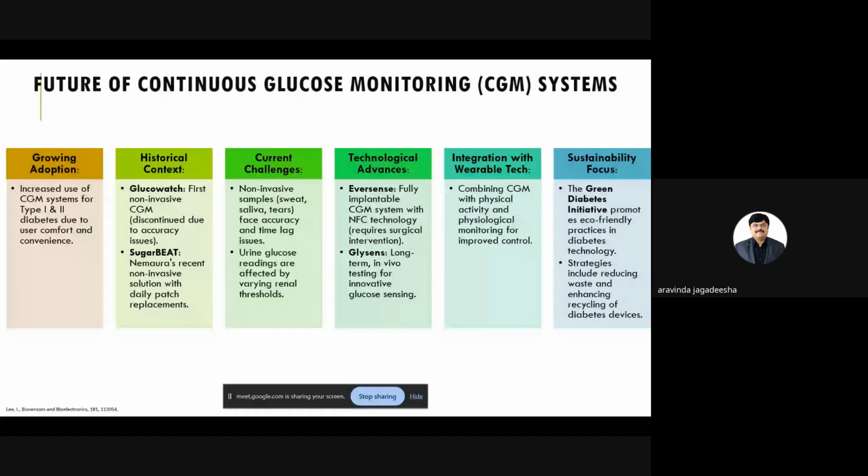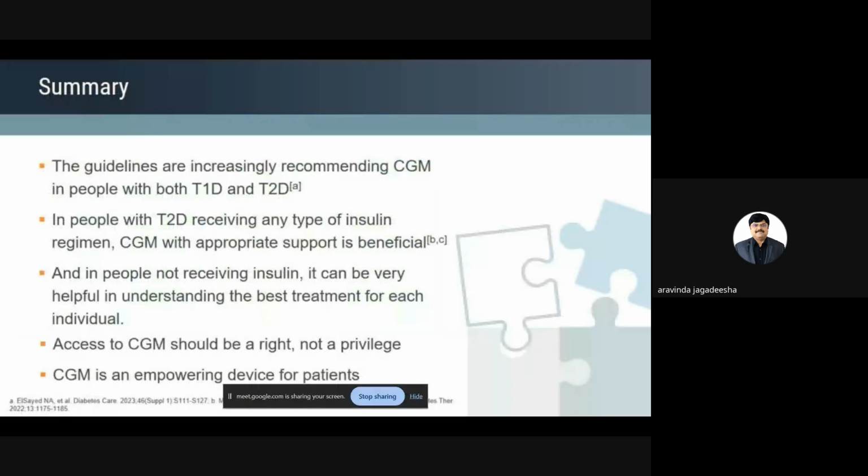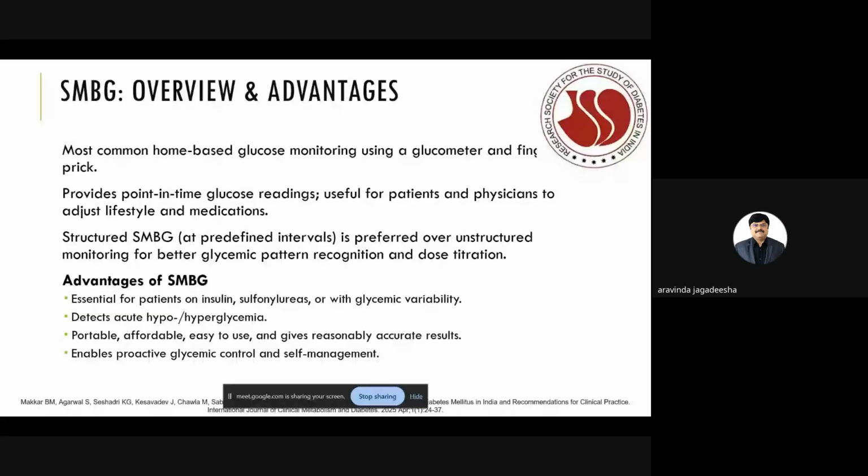So the summary of CGM: the guidelines are increasingly recommending CGM in people with both type 1 and type 2 diabetes. In people with type 2 diabetes receiving any type of insulin regimen, CGM with appropriate support is beneficial. And in people not receiving insulin, it can be very helpful in understanding the best treatment for each individual. Access to CGM should be a right and not a privilege. CGM is an empowering device for patients.